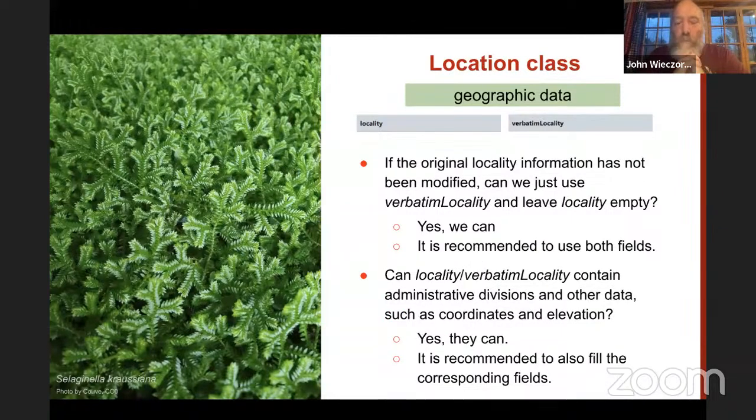So we pose a question here: if the original locality information hasn't been modified, can't we just put that information in verbatim locality and leave the locality field empty? The answer is we could, but Darwin Core has a basic principle that is, if you are able to fill a Darwin Core field, then you should fill that Darwin Core field. And that's why the recommendation is to actually provide information in both fields. The second question is, can locality and verbatim locality contain administrative divisions and other data? Well, yes, they can. But as I said, the locality field could be stripped of those. The verbatim locality should not. And it's highly recommended that the corresponding fields, like the water body and the country and the state province, etc., would be filled in as well.